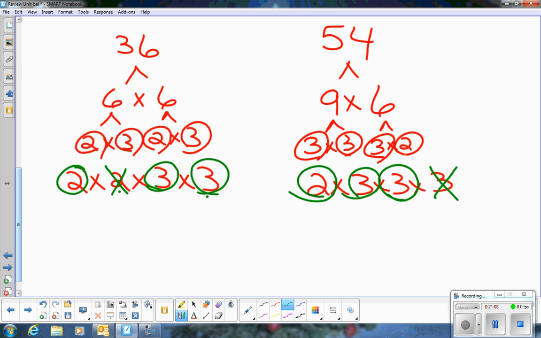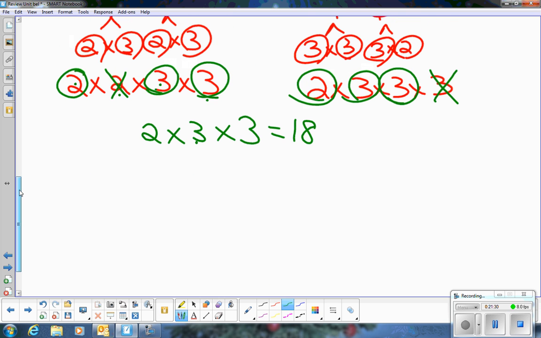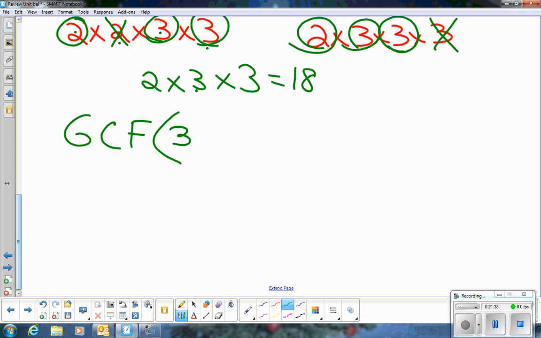Now we're just going to make a list of the ones we circled. So basically this is 2 times 3 times 3, right? 2 times 3 times 3. This is how I want you to do it. And then step 3 was multiply it together to get the GCF. 2 times 3 is 6. 6 times 3 is 18. So the GCF, and remember I expect you to write it this way. Were my numbers 36 and 54? GCF of 36 and 54 equals 18.